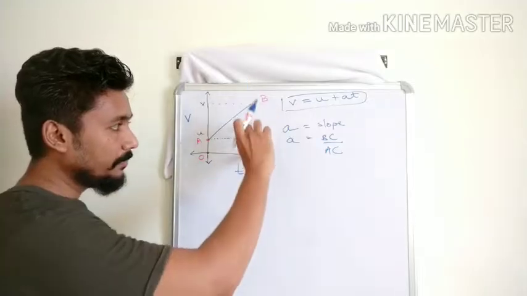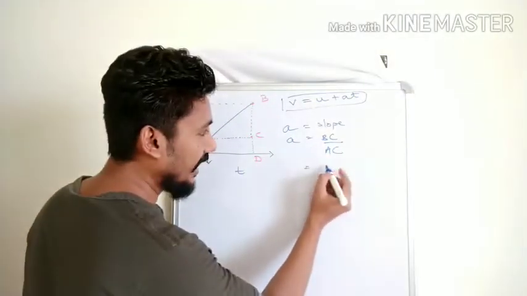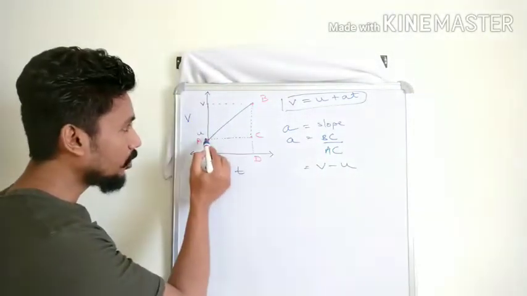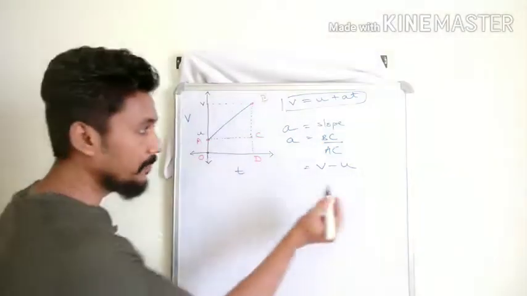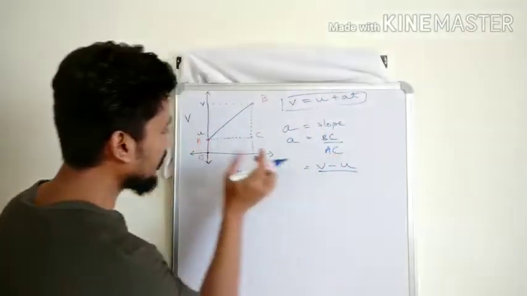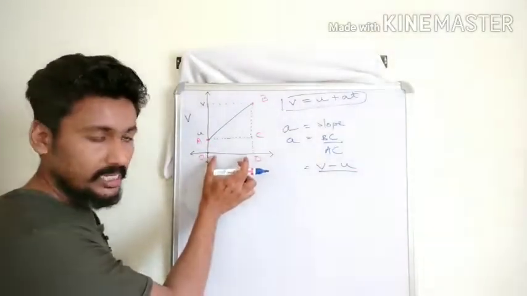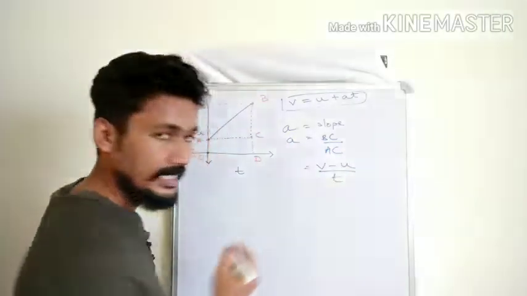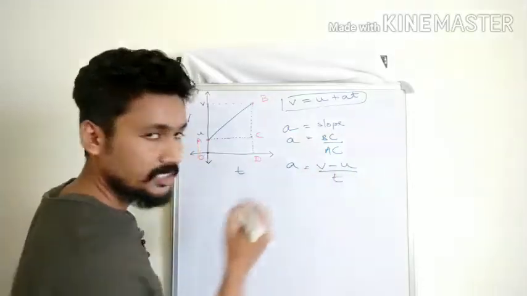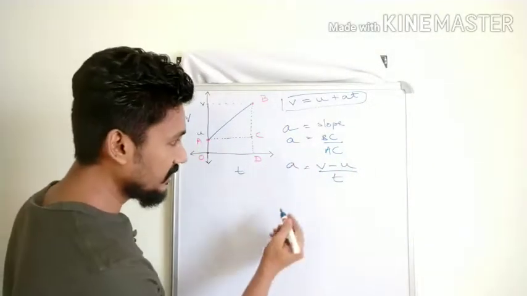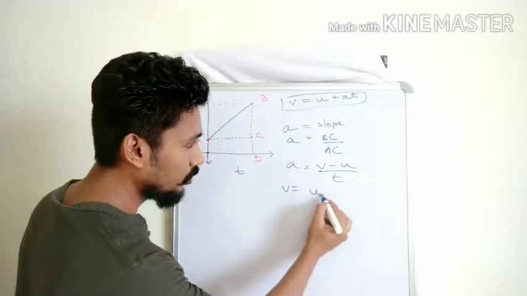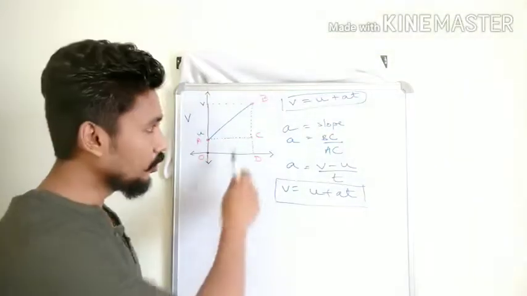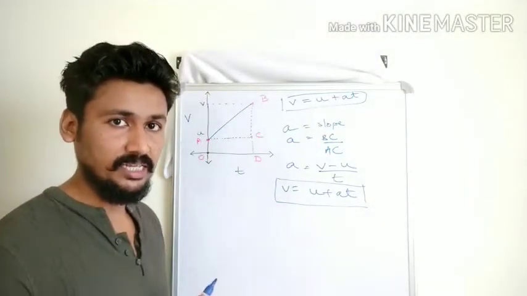So it will be BD minus CD. I can write BC as V minus U, because B corresponds to V over here and C corresponds to U. So this length BC will be V minus U upon AC. This is AC. It corresponds with OD, which is nothing but the time, the time interval to go from A to B. So AC can be written as T. So I get A is equal to V minus U by T. Or if we rearrange this, we can write V is equal to U plus AT. Hence proved. So by doing this, we have derived our first equation.